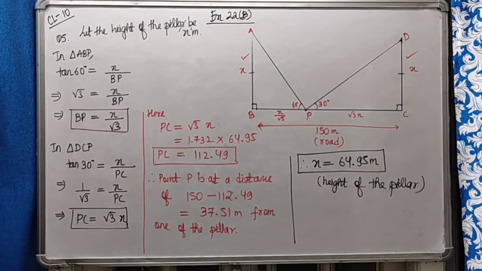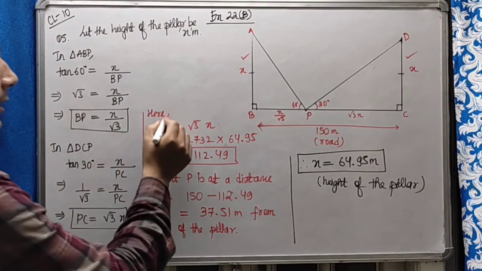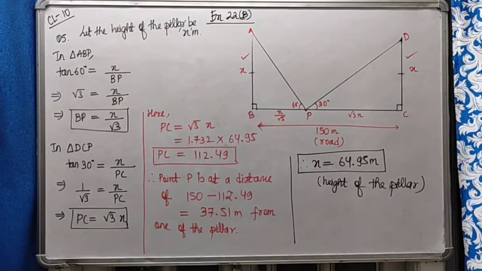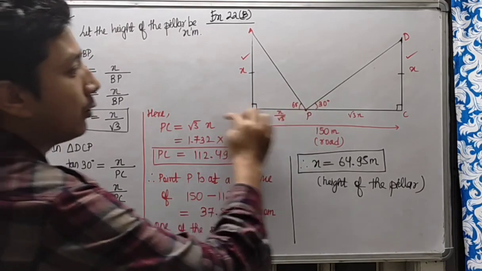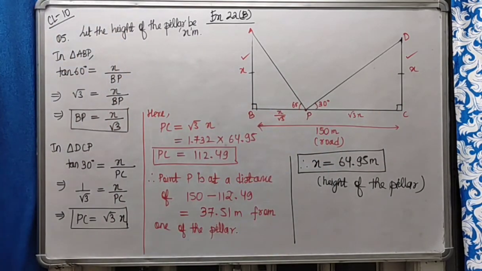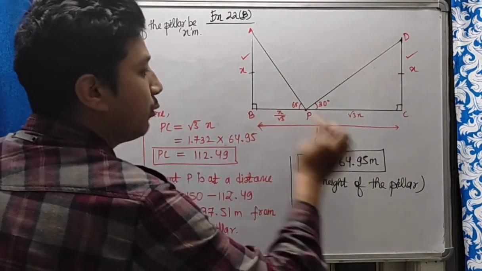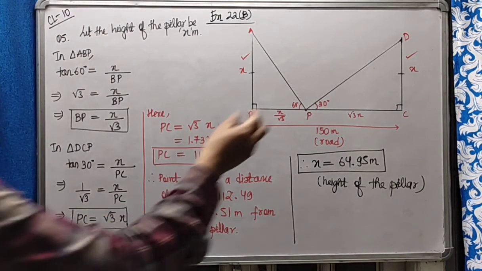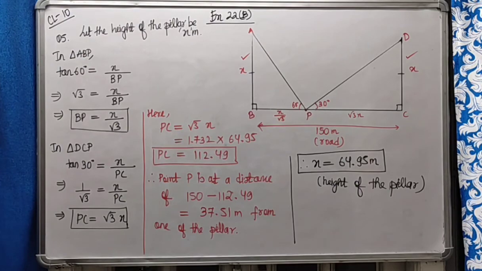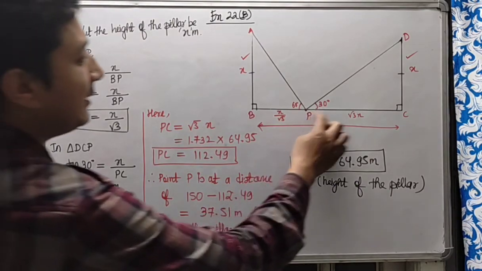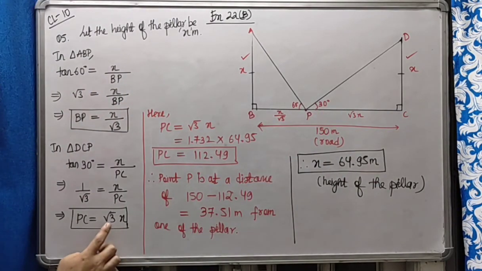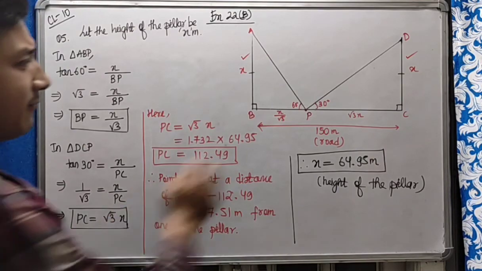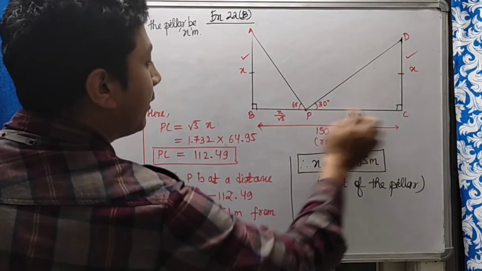Now the question is also asking us to find the position of the point. Where actually is this point P on this road? We know the length of the road is 150 meter, but at which point is my point P is what we need to find. By the way, I know that PC is root 3x. So let us find the actual length of PC.